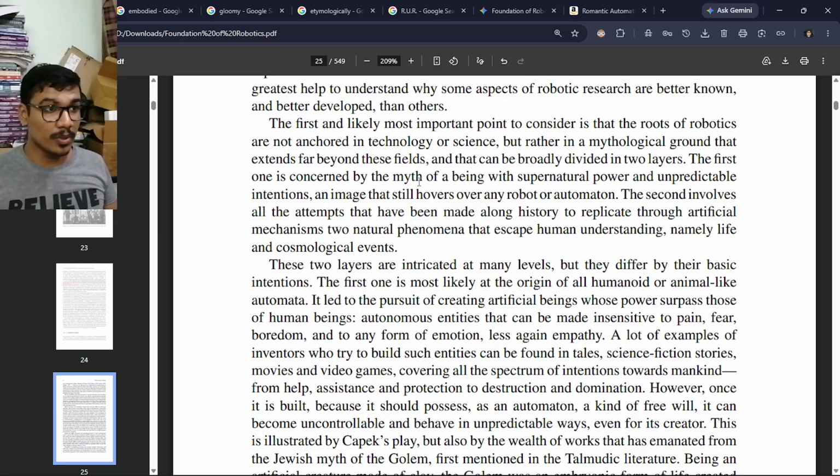The first one is concerned with the myth of a being with supernatural power and unpredictable intentions, an image that still hovers over any robot or automaton. The second involves all the attempts that have been made along history to replicate through artificial mechanisms natural phenomena that escape human understanding, namely life and cosmological events. So they're talking about those robots which could go far beyond human level thinking, and they could live.